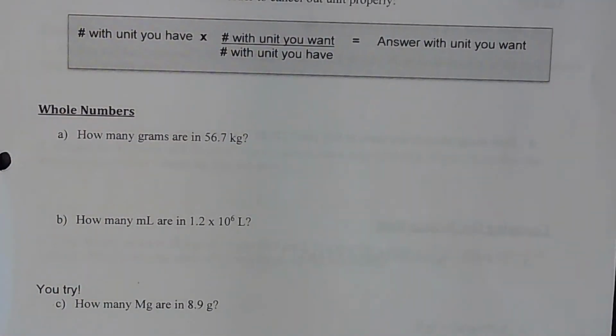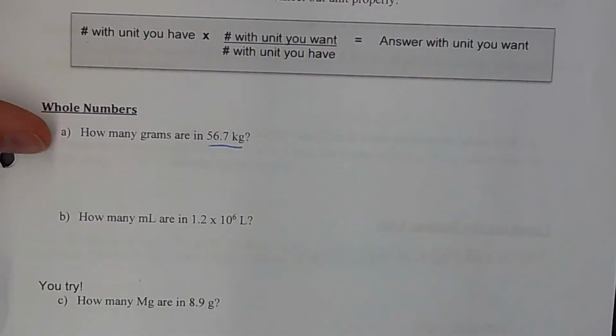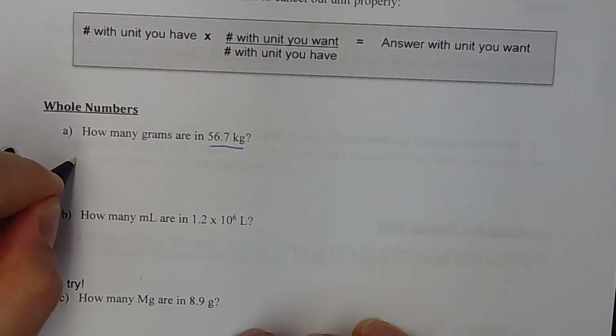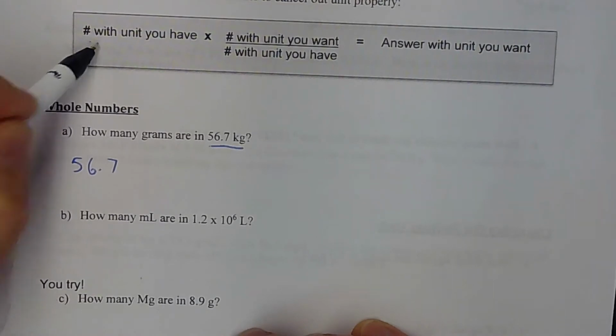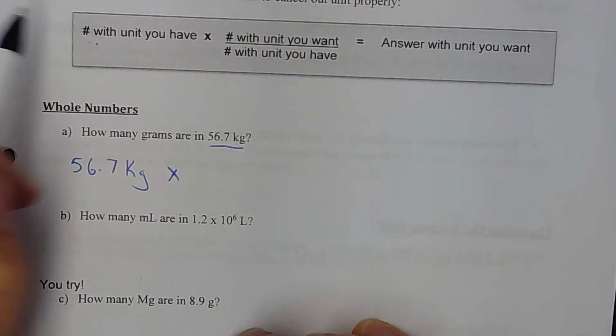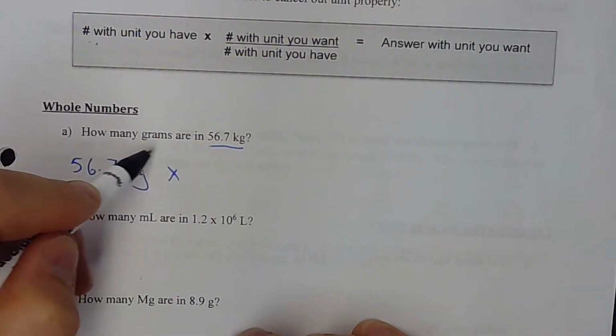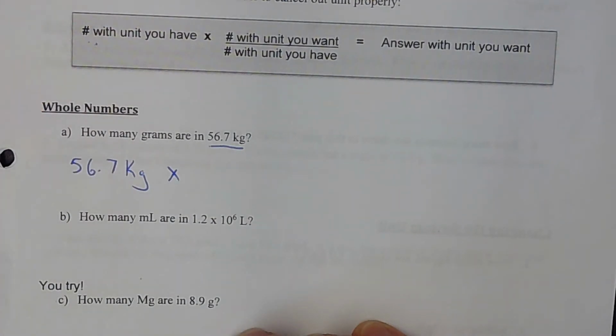Okay, we'll look at it. How many grams are in 56.7 kilograms? You look at the number and unit that you have. So what we have is 56.7 kilograms. I write that down, 56.7. Write down everything. And we're going to multiply. We're just looking for grams, so we want a conversion factor for kilograms. How many grams in a kilogram? 10 to the 3 grams in 1 kilogram.